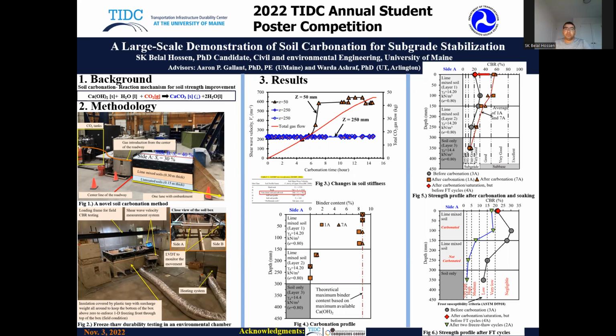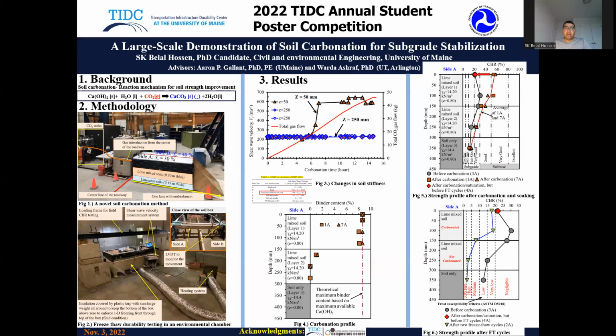Today, I am going to present Project 2.9 under Research Thrust Area 2, and this project is supervised by Professor Aaron Gallant and Professor Ward Darshan. Now, I would like to talk about a large-scale demonstration of soil carbonation that has been conducted recently, where we have obtained some exciting results to share with you all.